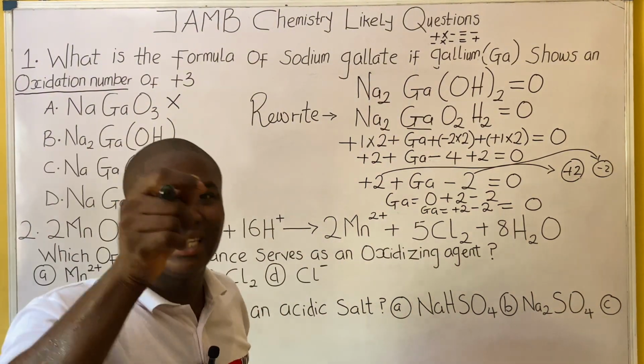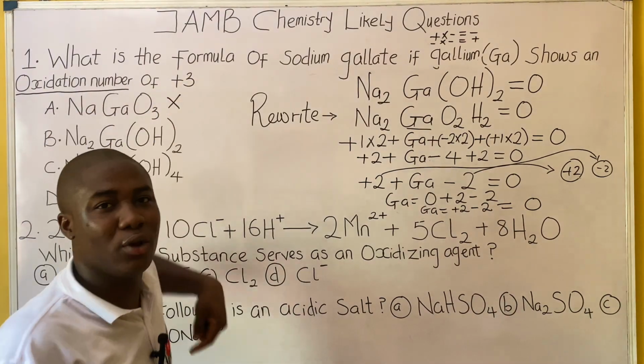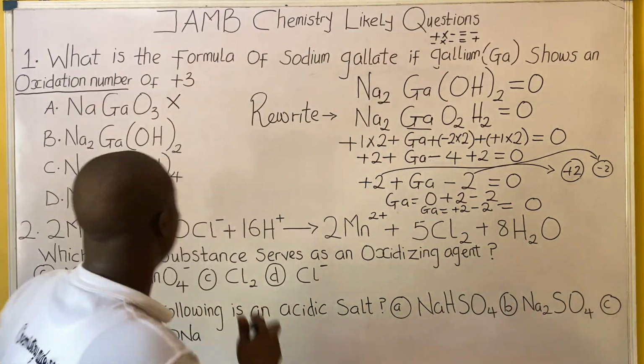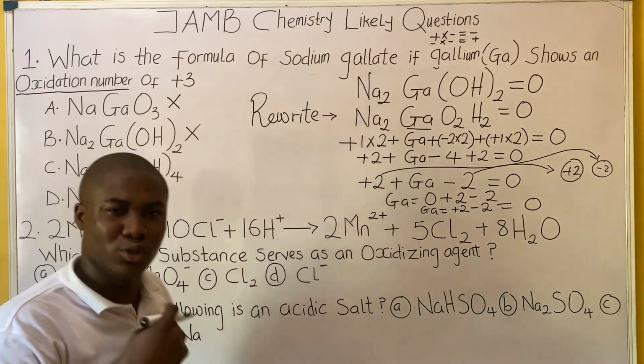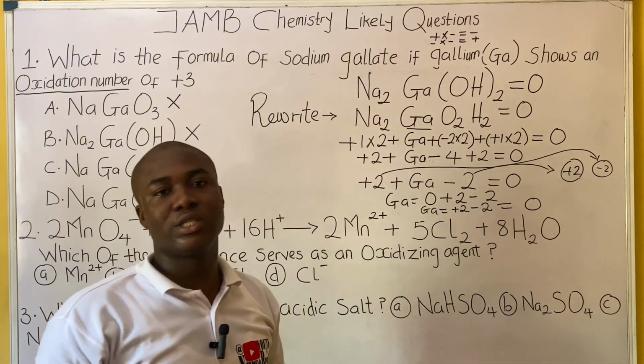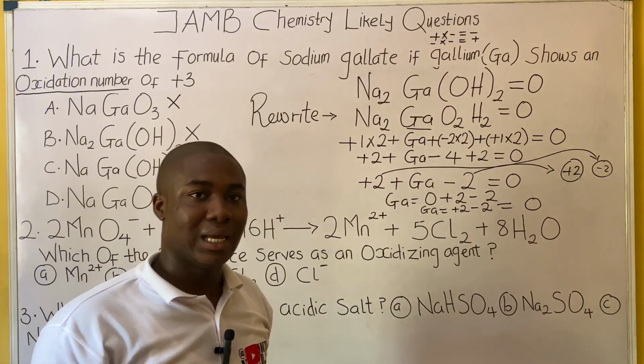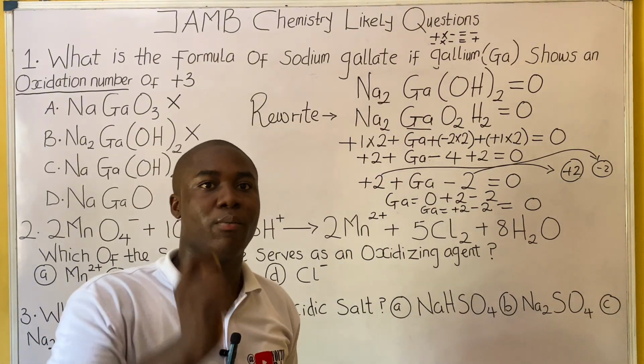So you simply say that the oxidation number of gallium in this compound is 0, and that is not what they told us. They told us that when we calculate for the oxidation number of gallium, we have to get plus 3. So option B is still wrong. Do you understand? So let's get straight into option C, to analyze and see if the oxidation number of gallium is plus 3.